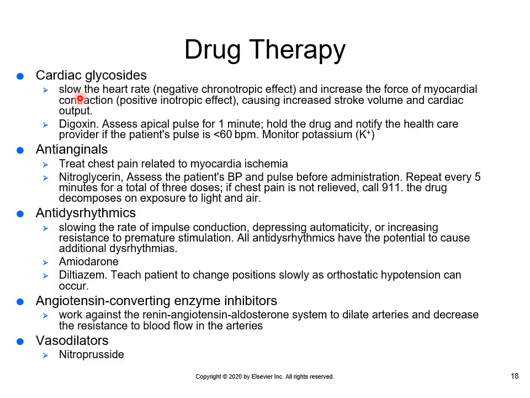So the digoxin slows the heart rate. We want to make sure we are assessing the apical pulse for 1 full minute. Very, very important to remember for the digoxin is to assess the apical pulse for 1 full minute, and then we hold the drug and notify the healthcare provider if the heart rate is less than 60 beats per minute. Another thing that we monitor for the digoxin is the potassium level of the patient.